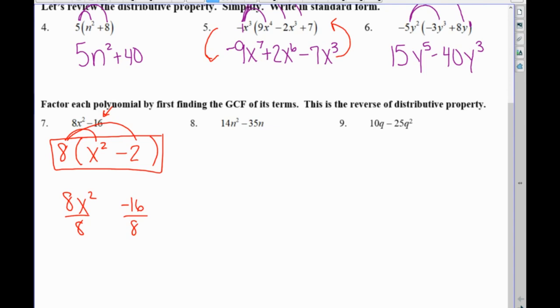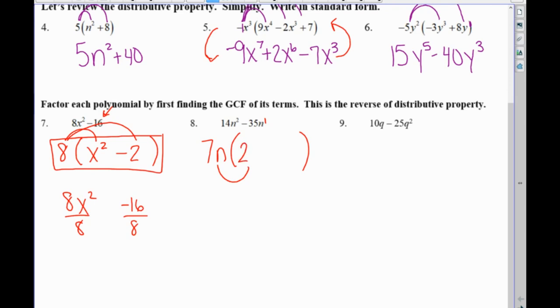Okay, look at number 8. What number is my GCF for 14 and 35? 7. Now look at the n's. This guy has 2, this guy has 1. So always go with the smallest exponent. That means I can pull out 1. Okay, open up a set of parentheses. 7 times what would give me 14?